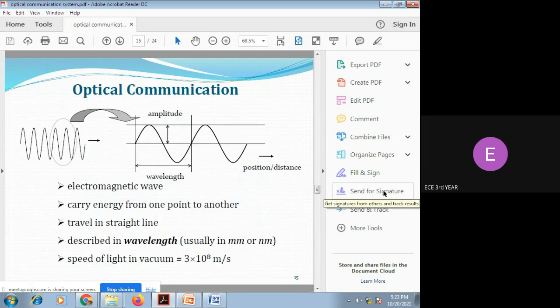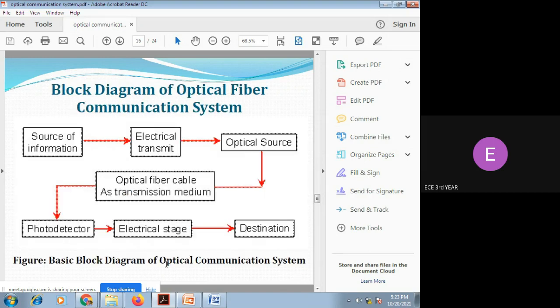So, the basic optical communication. This is the optical signal in sine wave format. This is the amplitude, this is the wavelength, and this is the position or distance. This electromagnetic wave carries energy from one point to another, travels in a straight line, and is described by its wavelength. The speed of light in vacuum is 3 into 10 to the power of 8. These are the basic things for a light signal.